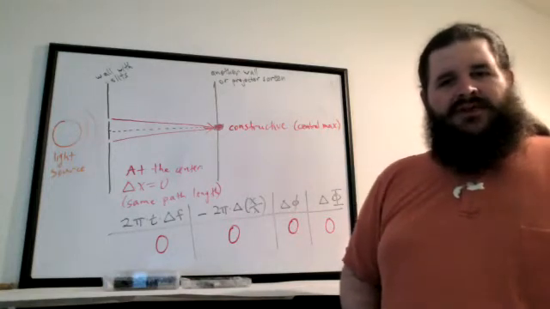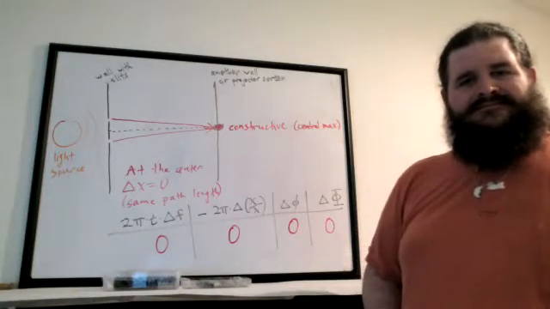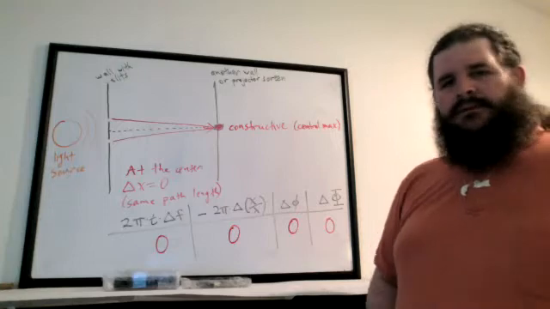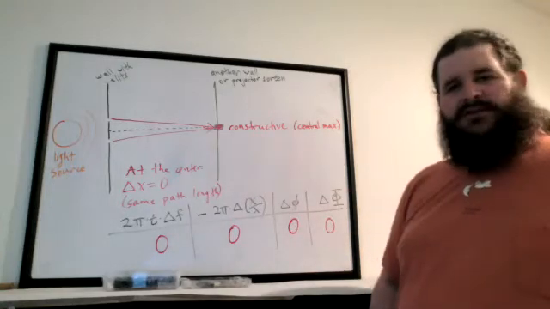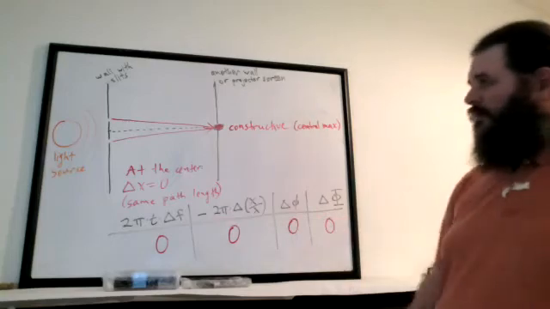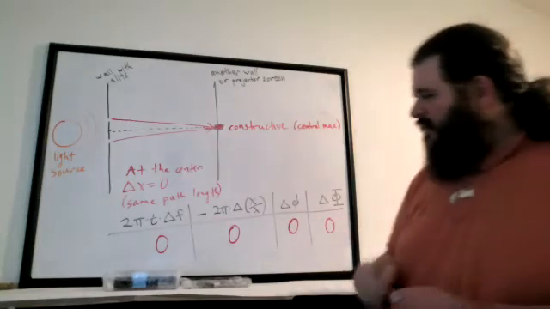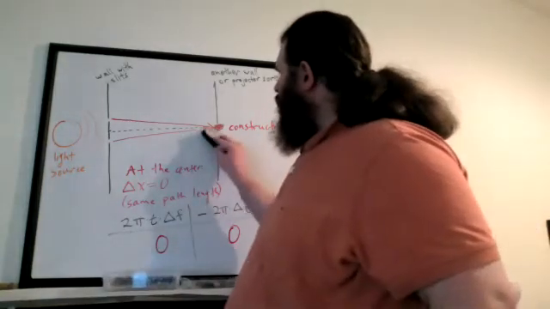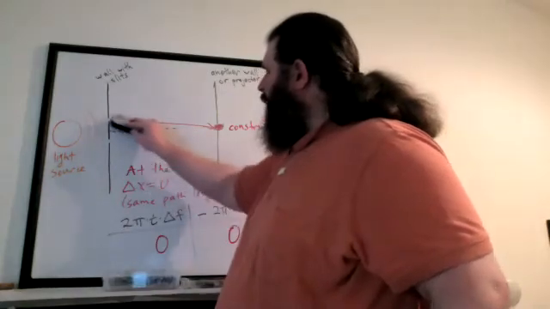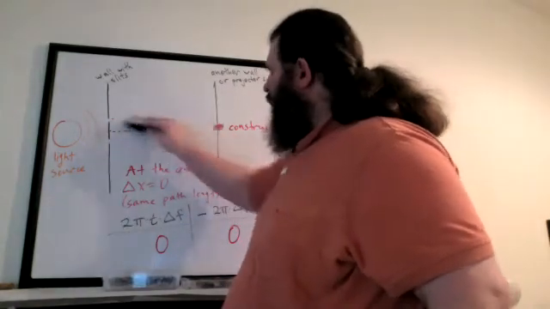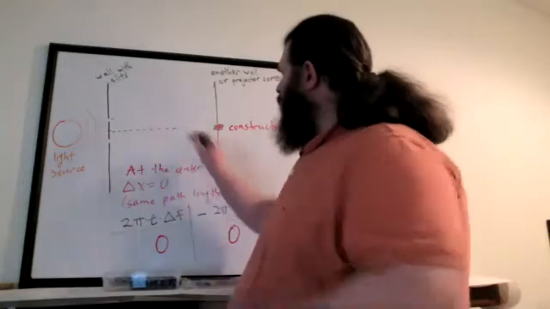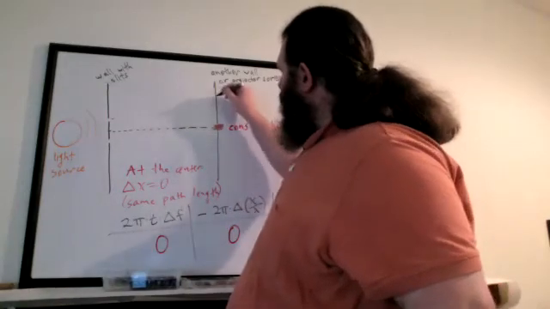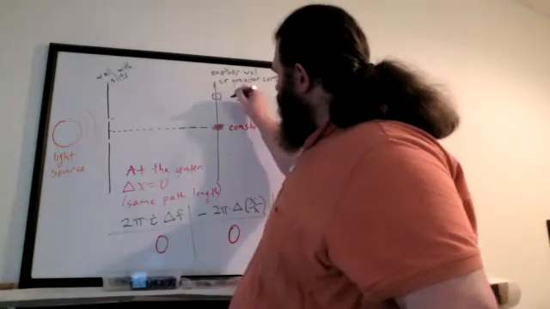Any other questions on that so far? So we know the center is going to be constructive, at least if we can assume all these are true. Let's take a look at another location. Let's say we go some distance upwards on the wall. And let's say we are now looking at this location as our point of interest.